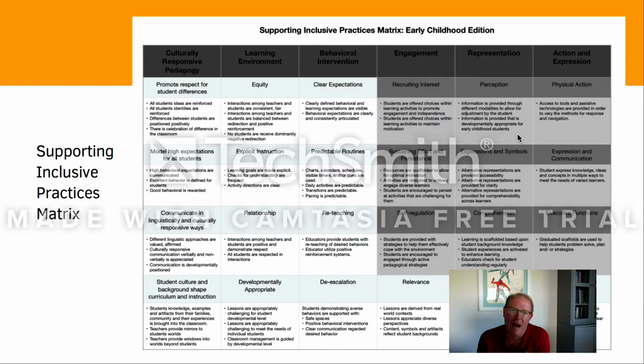So here are the practices that we talk about. We divided this into six domains: culturally responsive pedagogy, learning environment, behavioral intervention, engagement, representation, and action and expression.